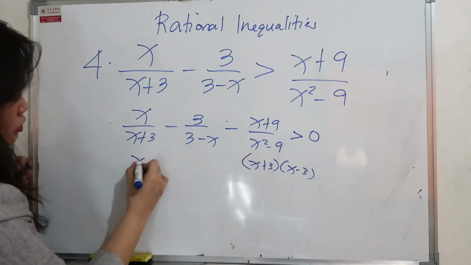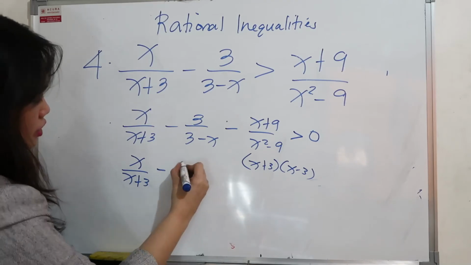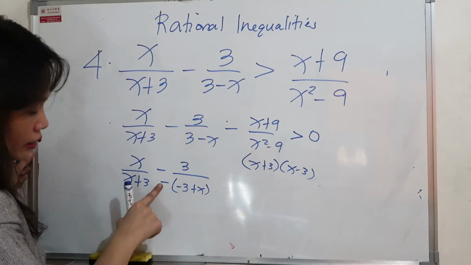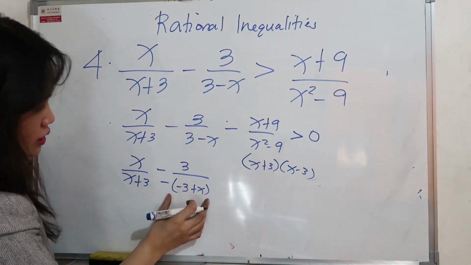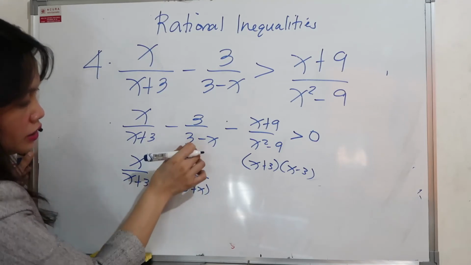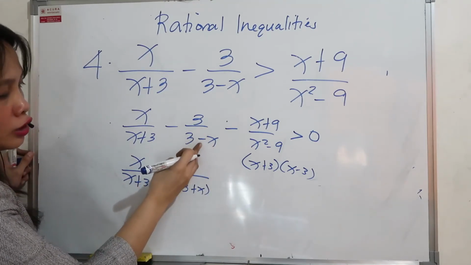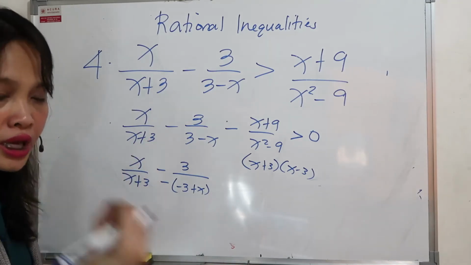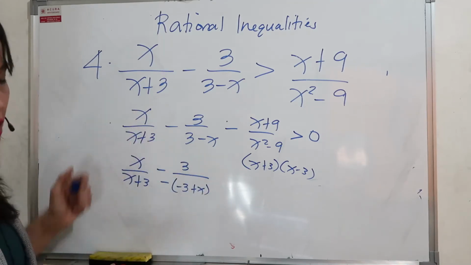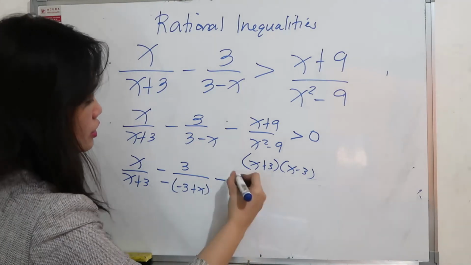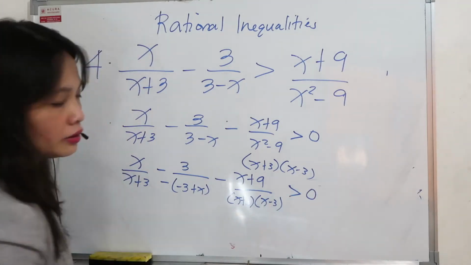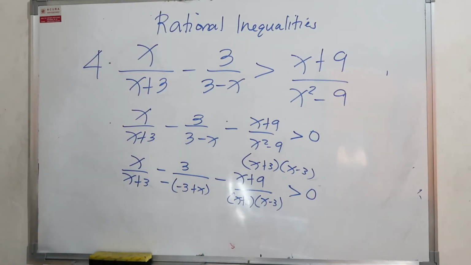So this will become x over x plus 3 minus 3 over negative 3 plus x. Okay? Negative multiplied by negative 3 plus x is the same as 3 minus x. We need to factor out, or bring out the negative, so that we can identify the LCD of the given inequality. So to make it a single fraction, minus x plus 9 over x plus 3, x minus 3, greater than 0. In this particular form, you can now determine the LCD.